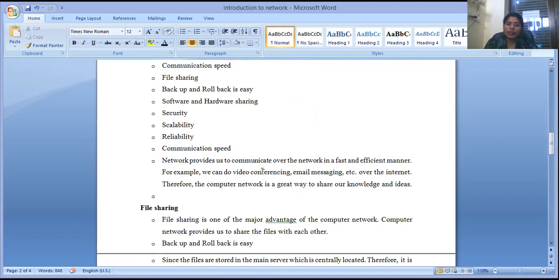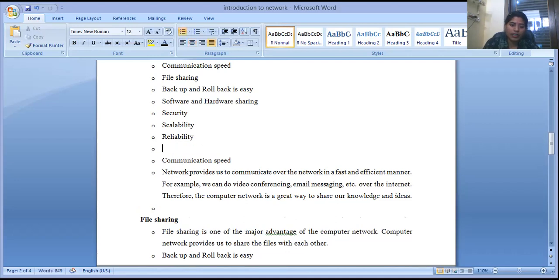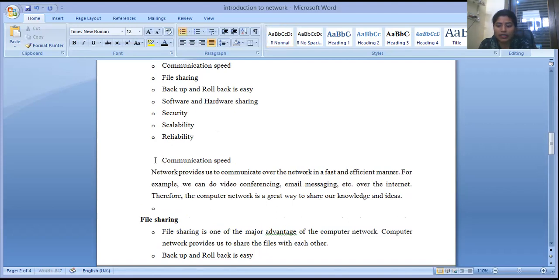So, a computer network lets us communicate over the network in a fast and efficient manner. For example, we can do conferencing. If you are doing conferencing or email messaging through the internet, then a computer network is a great way to share our knowledge and ideas. And now, this is basically about communication speed, which I have discussed here.